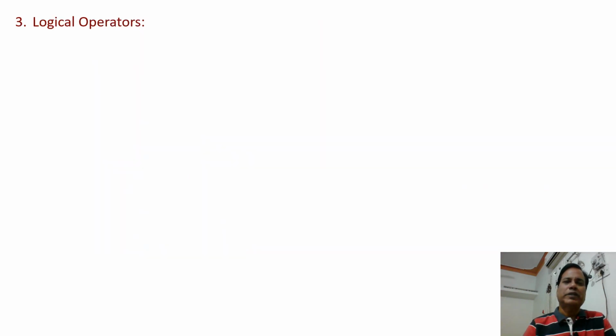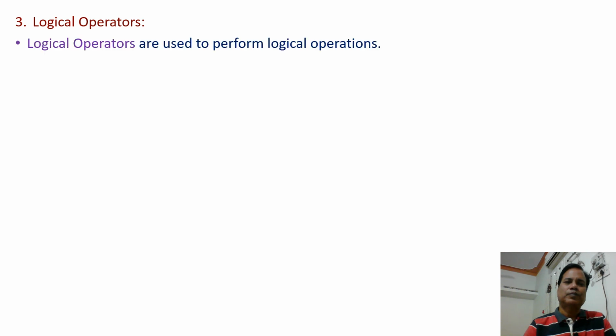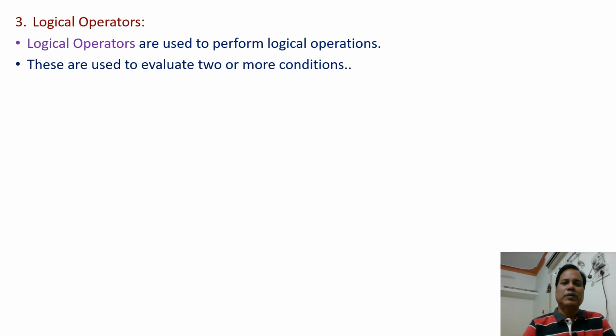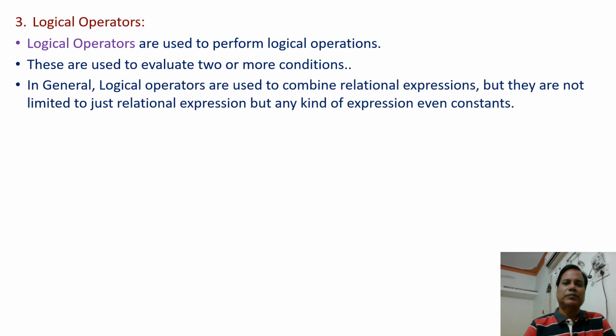Now let us discuss logical operators. So what are the logical operators? Logical operators are used to perform logical operations. These are used to evaluate two or more conditions. In general, logical operators are used to combine relational expressions, but they are not limited to just relational expressions, but any kind of expression, even constants.